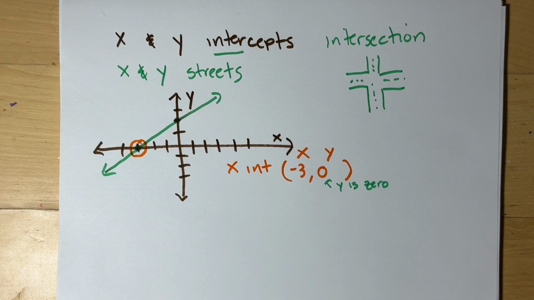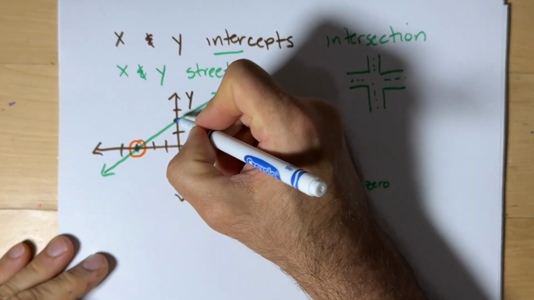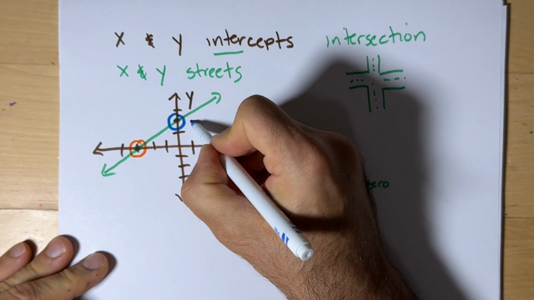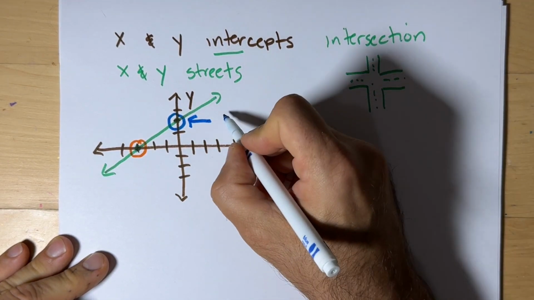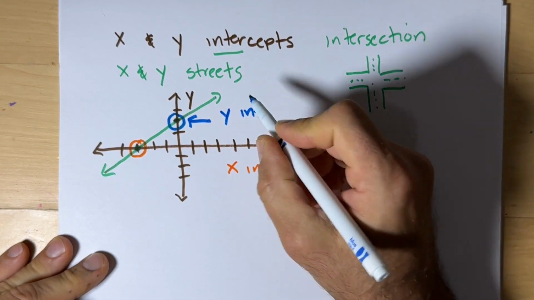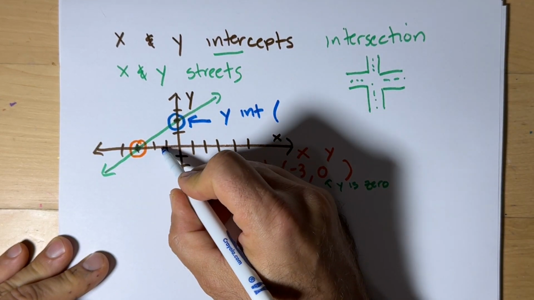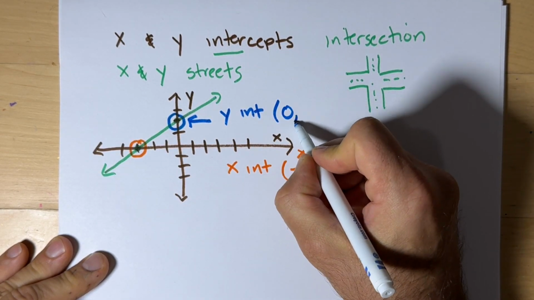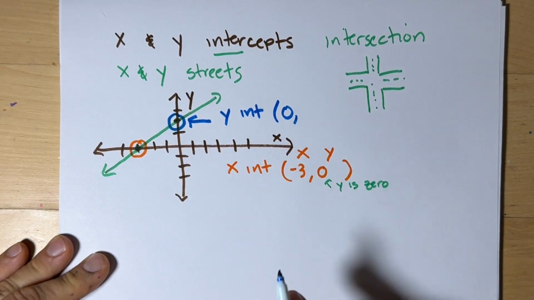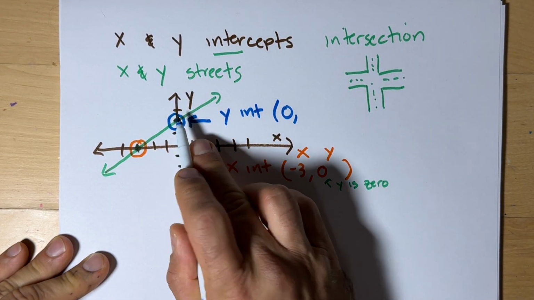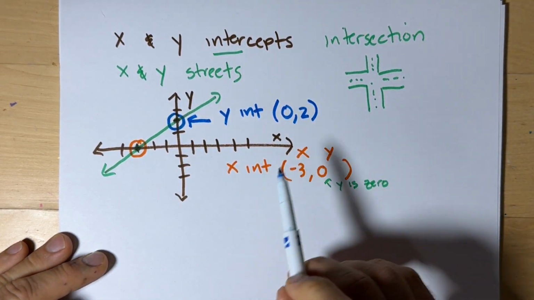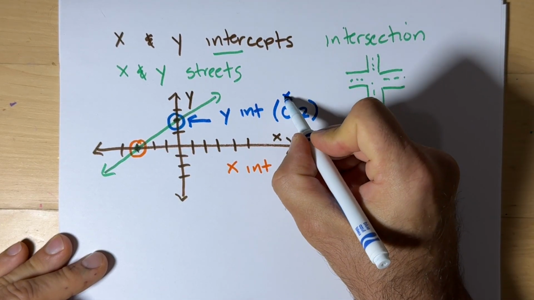Now let's look at our y-intercept. It's right here. Our y-intercept is the point where we cross Y street, going north and south. And so left and right, 0. Our X value is 0 because we're on Y street. And you go up 2. Whenever we're on Y street, our X value is 0.